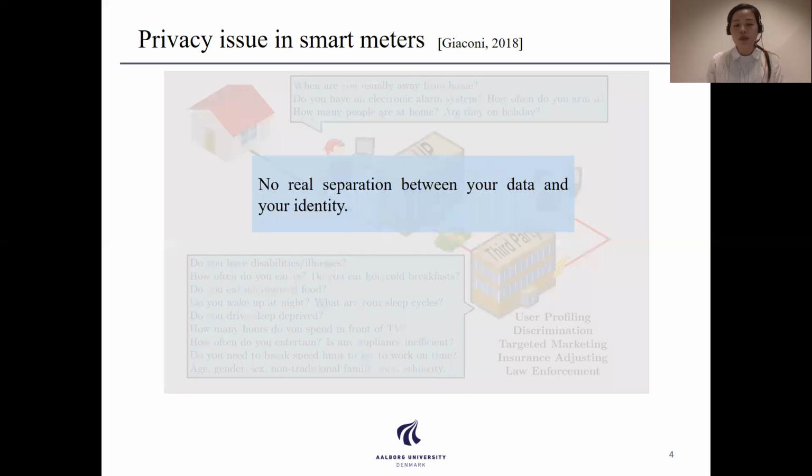From here, we draw the conclusion that there's no real separation between your data and your identity. We should be really, really careful whenever we are asked to share our data.